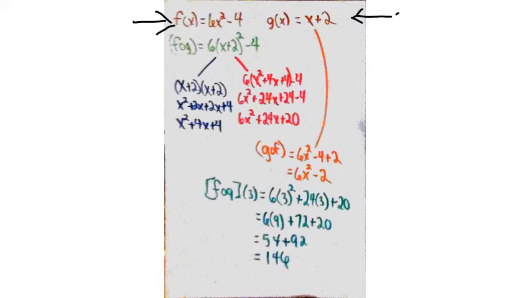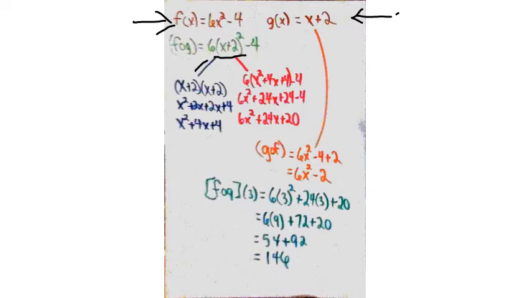So let's start on the f of g. I've got 6, and I'm going to substitute in for x the x plus 2 from the g of x right here. Okay, so I have 6 parentheses x plus 2 squared minus 4. I am going to square the x plus 2, which you can see here. I came right down here to do that. So x plus 2 times x plus 2 equals x squared plus 2x plus 2x plus 4. Combine like terms: x squared plus 4x plus 4.